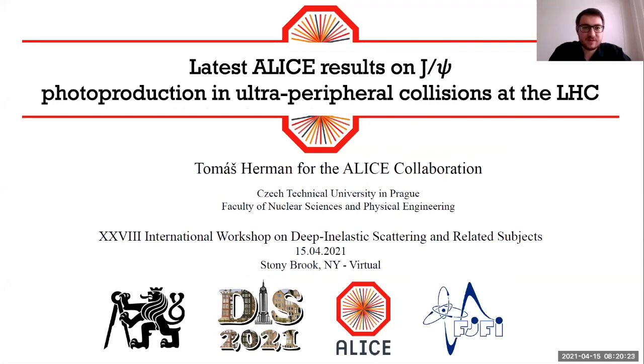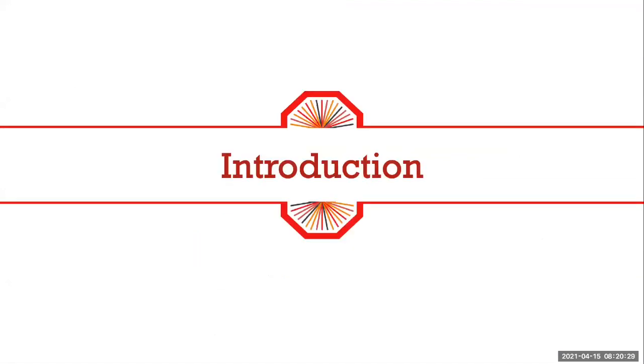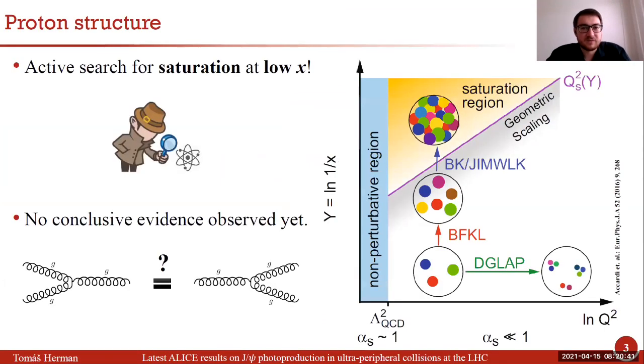Thank you. So as was said, it is my pleasure to present the latest ALICE results on J/psi in UPCs. And I will not go with a long introduction, as already the previous talk was focused on the same topic and it was also discussed in the plenary sessions. But let me just quickly highlight the key topics. So what we are interested in is the proton structure. The plot on the right needs no introduction at this conference. And we are actively searching for the saturation at low Bjorken x. And so far we have only hints. No conclusive evidence was observed yet.